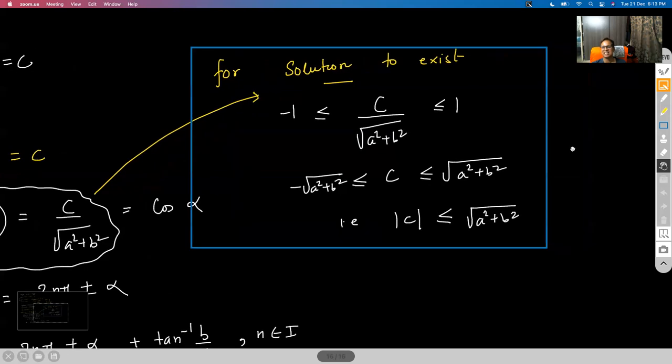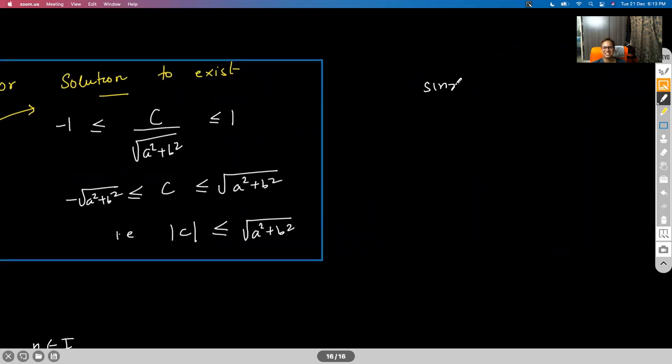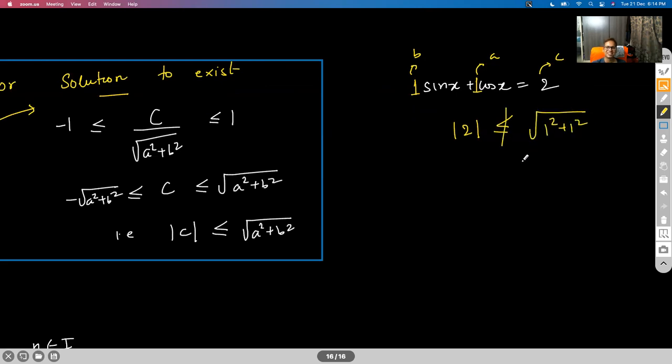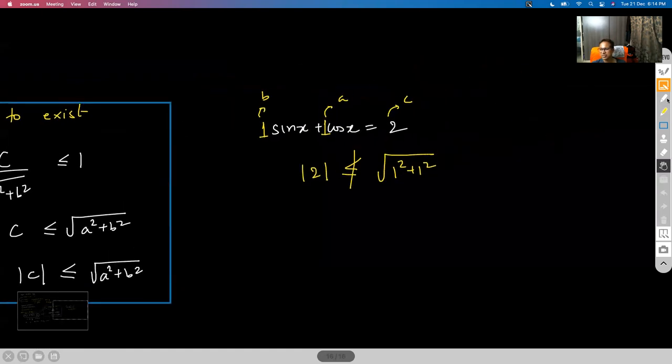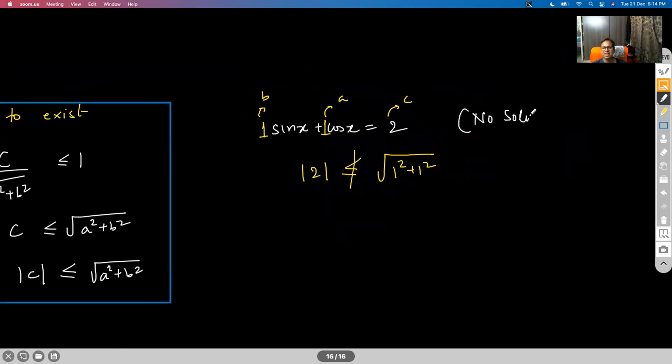See, for example, if somebody says sine x plus cos x equal to 2, let's solve this equation. Here, a value is 1, b value is 1, whatever you want to call it, it doesn't make a difference. So let's say this is your b value, this is your a value, and this is your c value. Do you realize that mod of 2 is not less than or equal to under root 1 square plus 1 square? Because mod 2, which is 2, is actually more than under root 2. So for such an equation, there is no solution. Don't waste time solving it. Don't waste even a single second solving it.